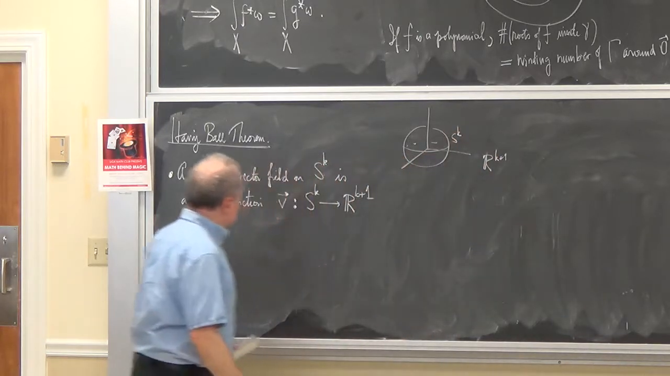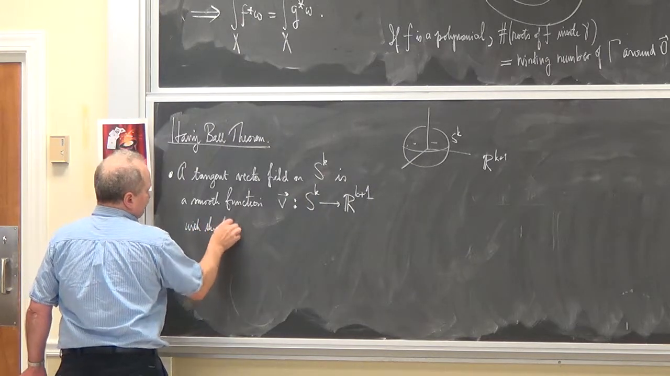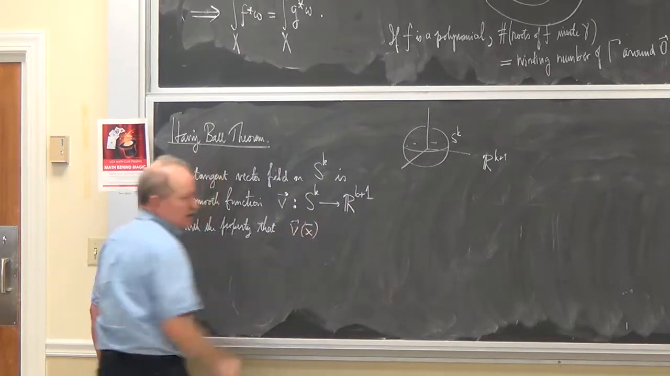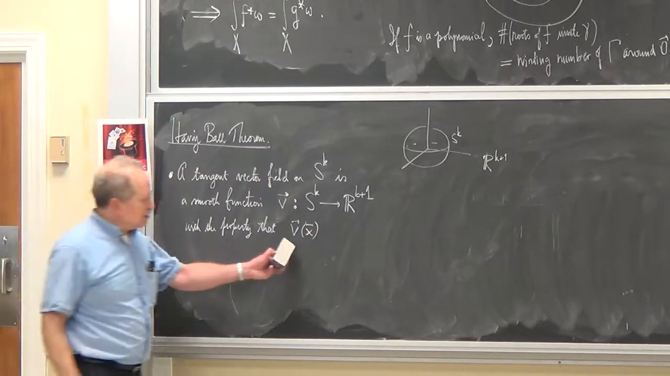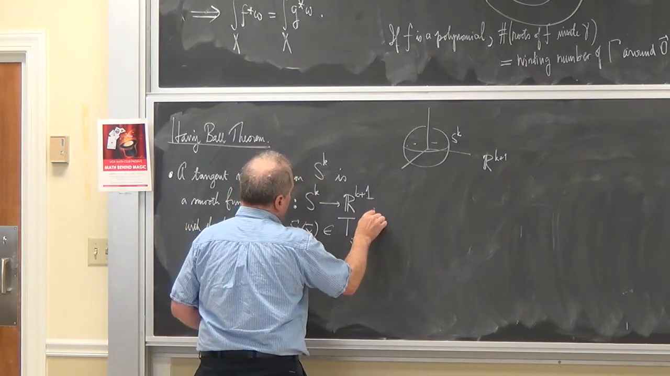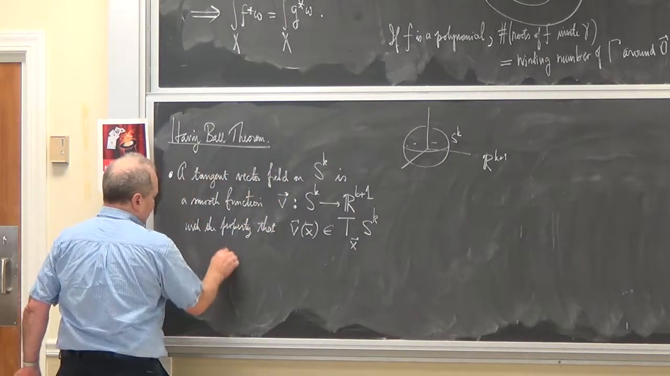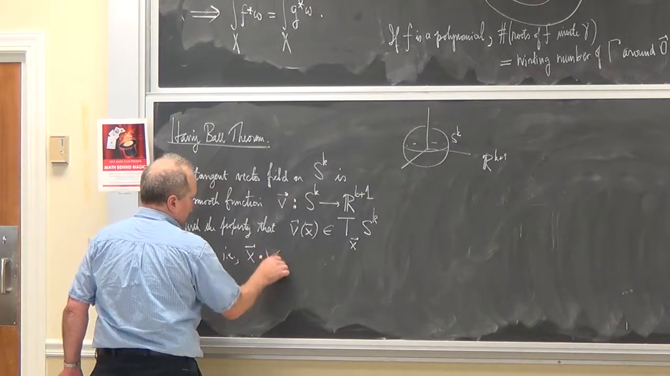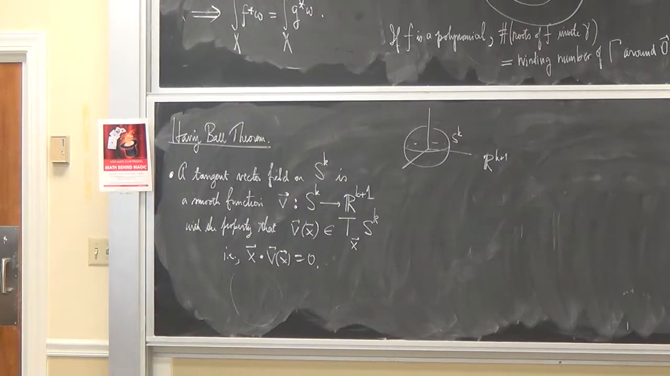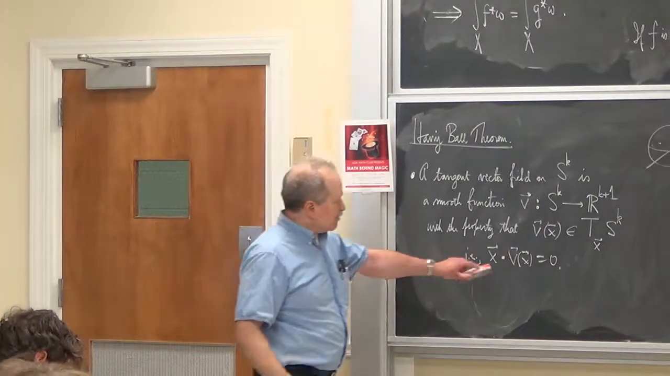But I want to say it's tangent to the sphere. So it's a smooth function with the property that at each point of the sphere, that vector is tangent to the sphere at the point x. And so since this scares you, I'm just going to say it's orthogonal to x. Remember, the tangent plane to a sphere has its normal vector given by the position vector. So this is a much more concrete way.